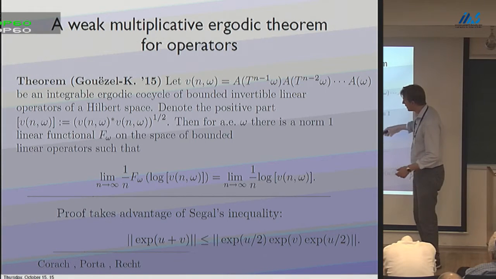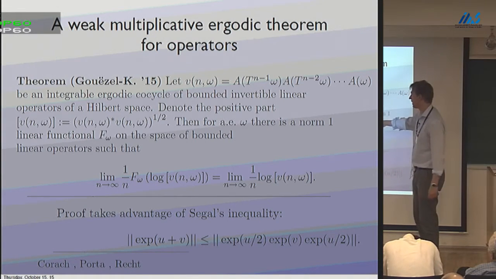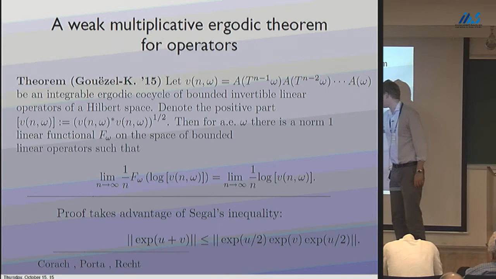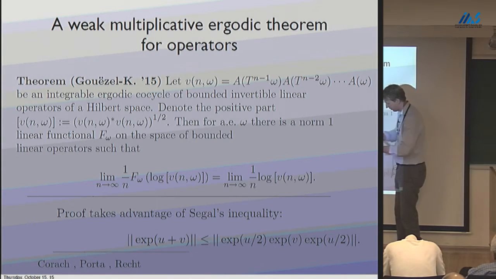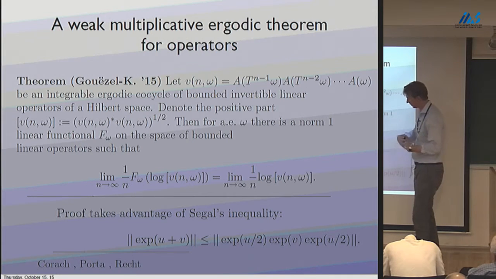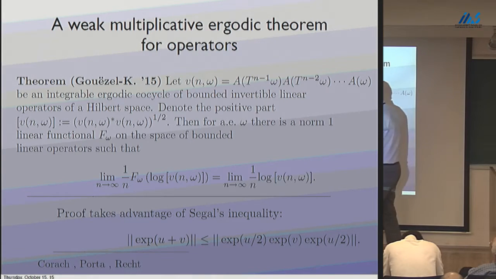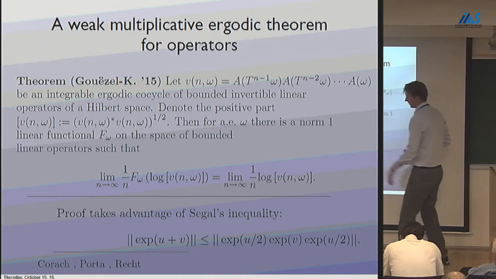And now there exists a linear functional of norm 1 on the space of bounded linear operators such that you have this, here again I forgot the norm. So how it grows in norm, like the random spectral radius, you don't have a Lyapunov exponent, but you have something weaker.